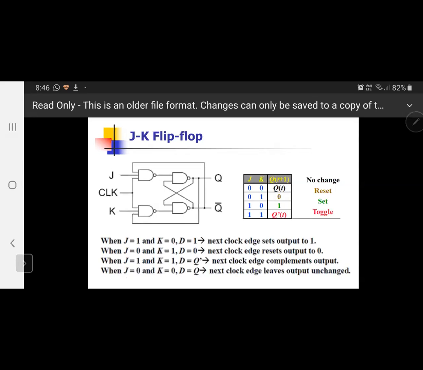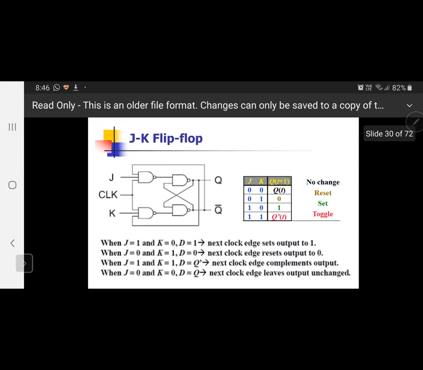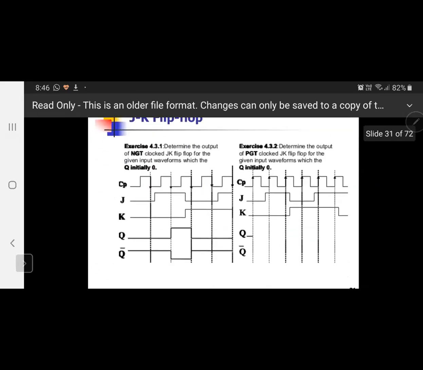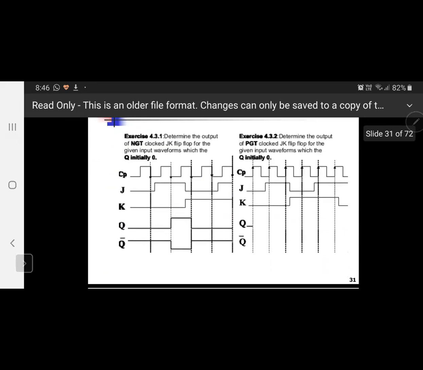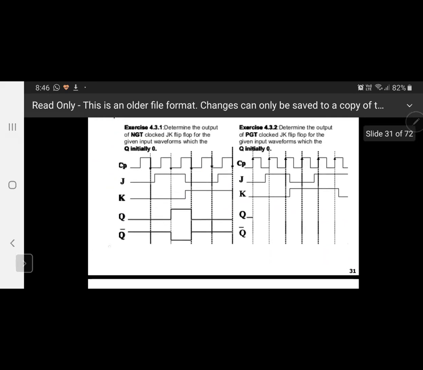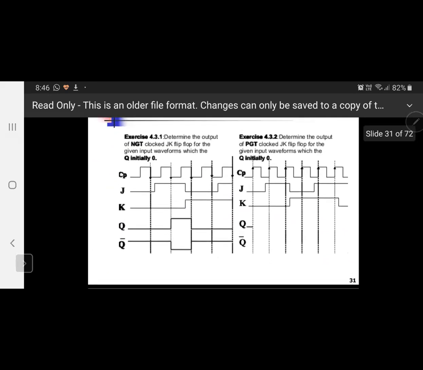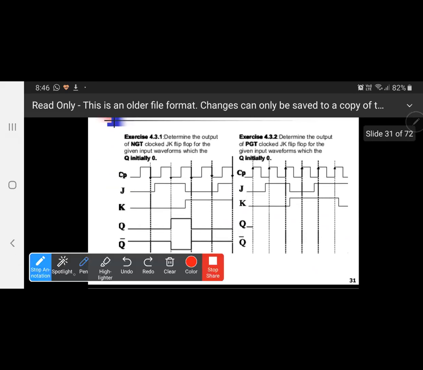Clear? Okay. Now JK flip-flop, draw the waveform. The output for the first one is already here, so we will draw the second one. First we need to draw the truth table.